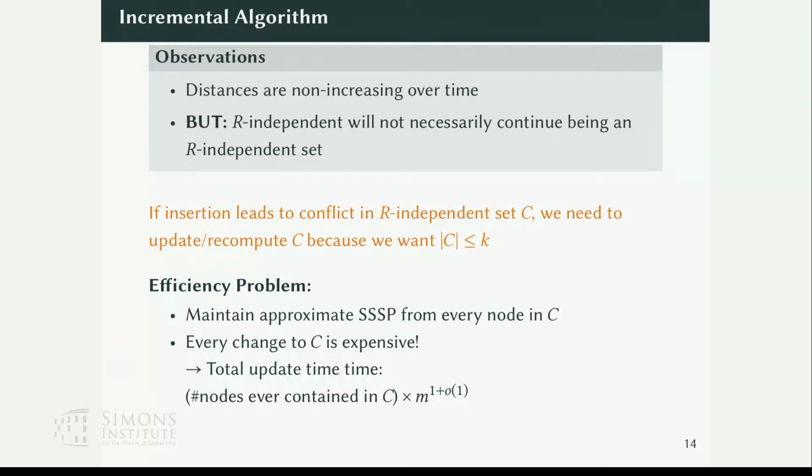Okay, so I want to keep this small. This is the recourse, and it's the total recourse. How many changes do I make to C over the whole update sequence? That's what I want to keep small. So I want to maintain an R-independent set with low total recourse.